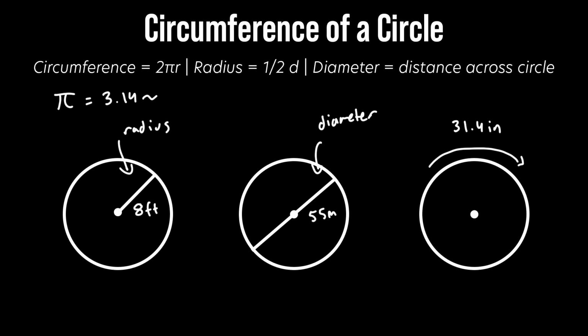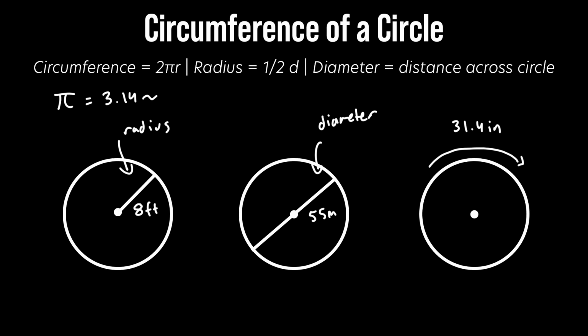Now the radius is half of the diameter. And if this is half of the diameter, then as you can imagine, adding another line of equal length would be equal to the diameter. And that's what the diameter is. The diameter is in the second example here. The diameter is the distance across the circle. So we have the radius on the left-hand side here and the diameter on the right.